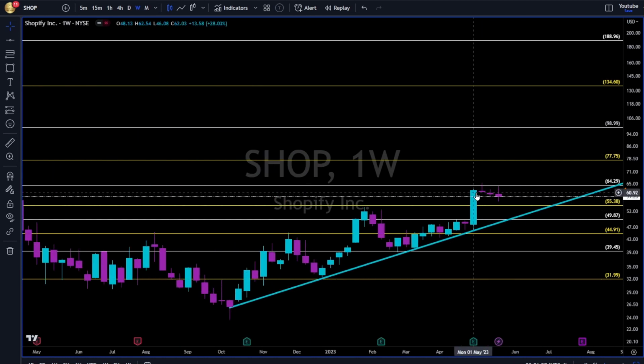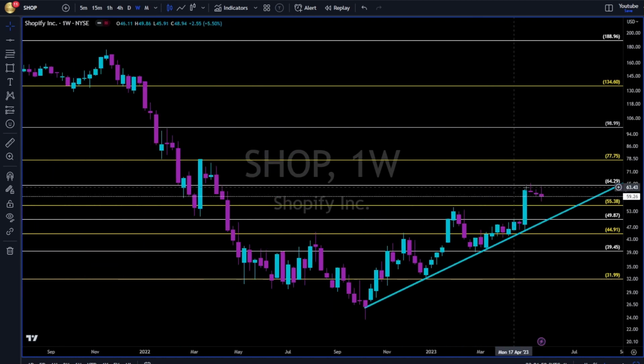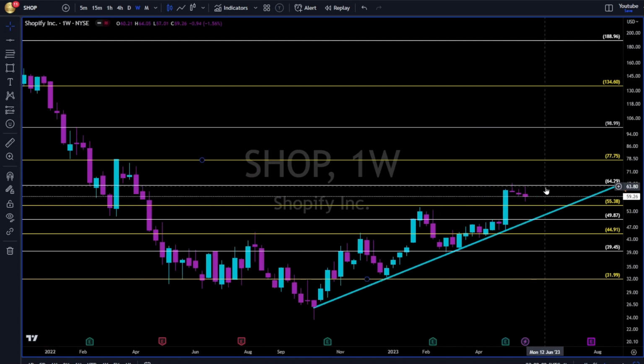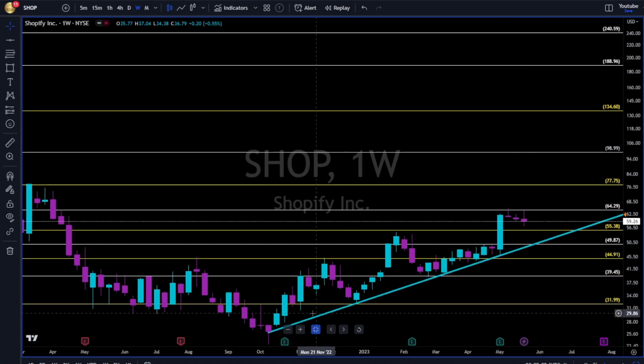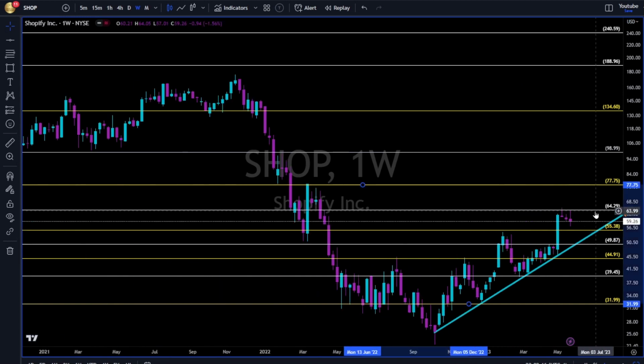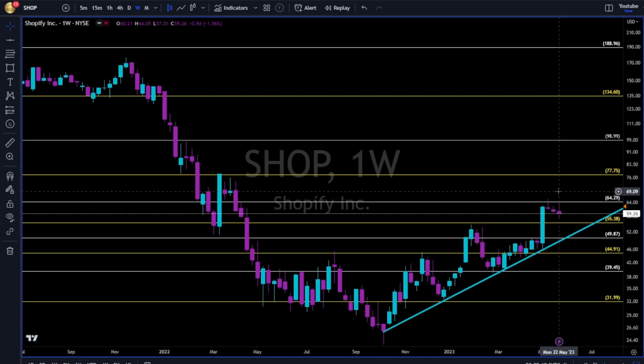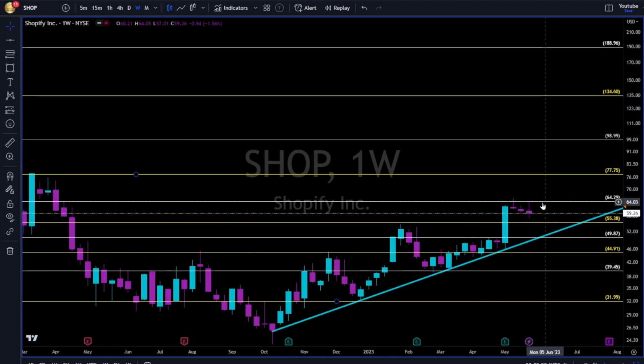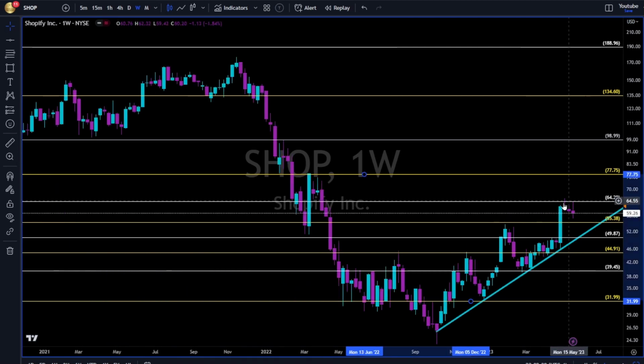Shopify, 3 consecutive dojis below the 64. If bulls give up, we are going towards this blue trend line. Once again, this blue trend line will have to hold as support for the higher lows. 55 needs to hold. Long continuation above 64. So if you're not long yet on Shopify, I would wait for 2 things to happen. First thing, we might get a retest of this blue trend line and then next leg up, or 2-3 days above 64.